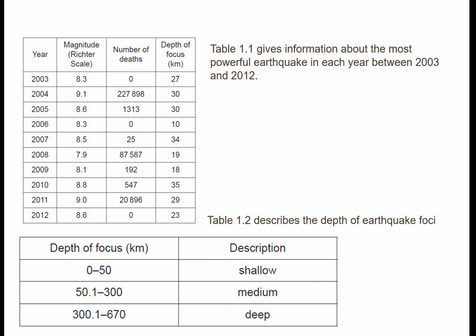So here's another interesting question that was in paper 2 a few years ago. Table 1.1 gives information about the most powerful earthquake in each year between 2003 and 2012. So again, I wouldn't spend too much time looking and trying to analyse, but we can quickly see, okay, we've got 2003, 2012, we're looking at magnitude on the Richter scale, not used anymore, but never mind, number of deaths and the depth of the focus.